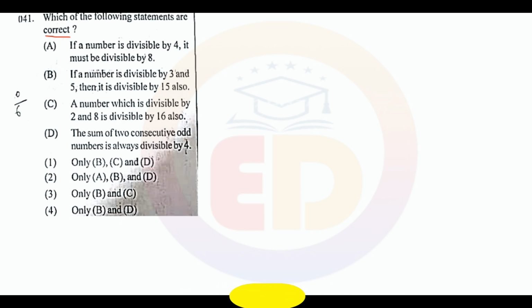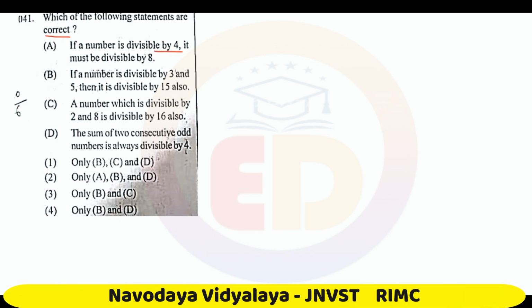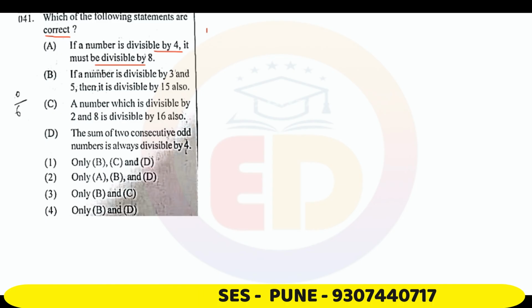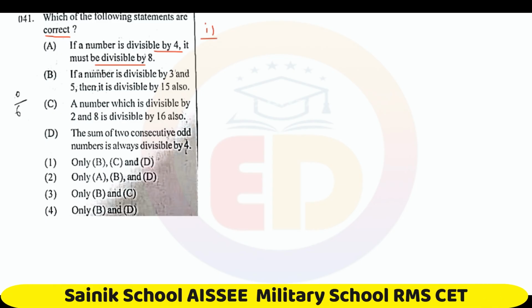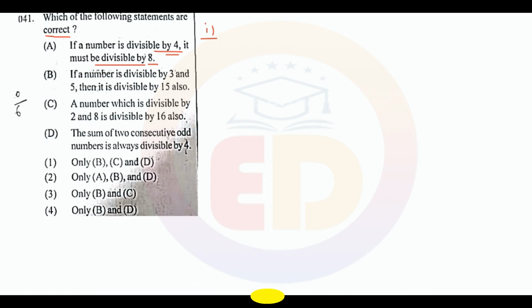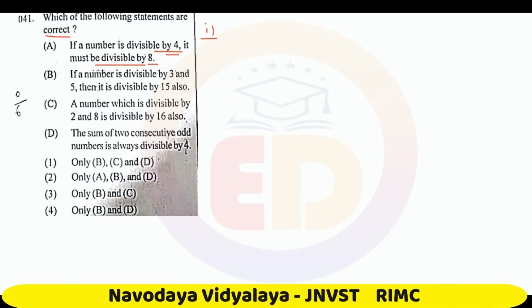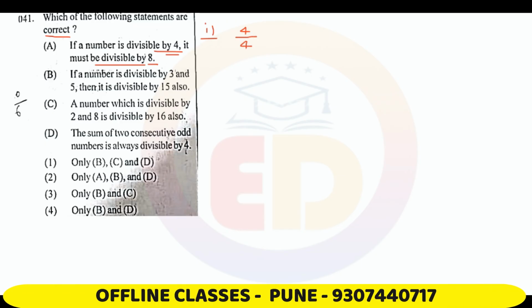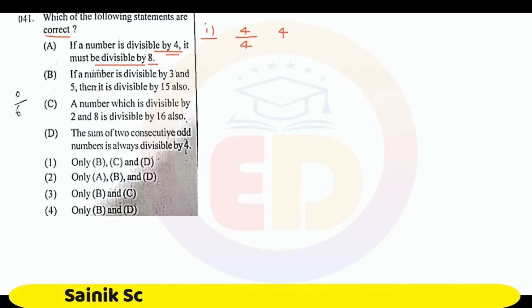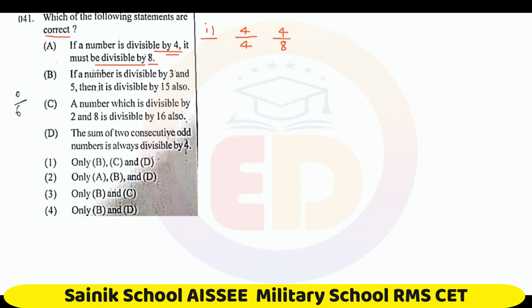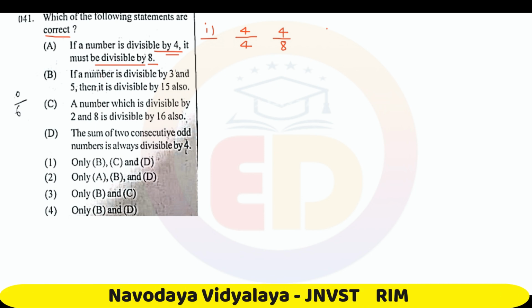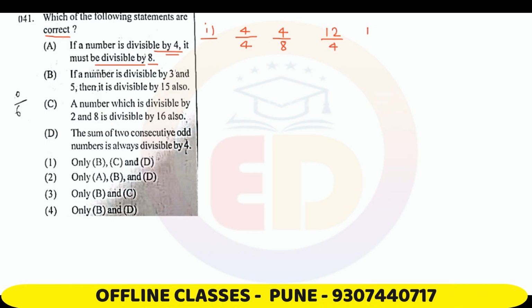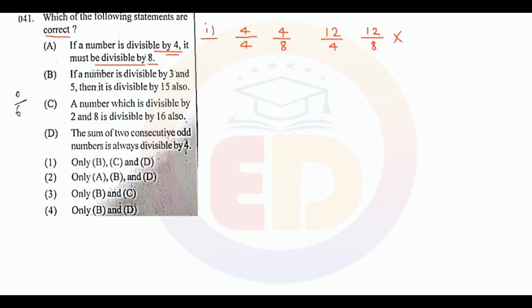Be very careful. They say first, if a number is divisible by 4, it must be divisible by 8. This sentence is not correct. Let us understand through an example. Let's take a number which is divisible by 4. 4 can be the number. So 4 is divisible by 4, but is 4 divisible by 8? No, it is not divisible by 8. Or, for example, 12 is divisible by 4, but is 12 divisible by 8? No, it is not. So the first option is incorrect.